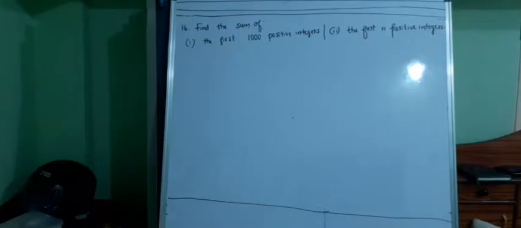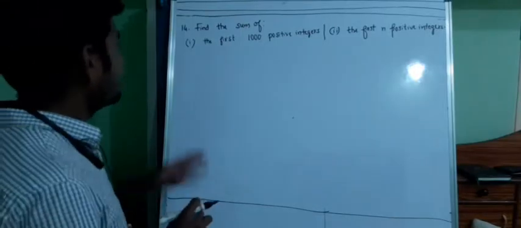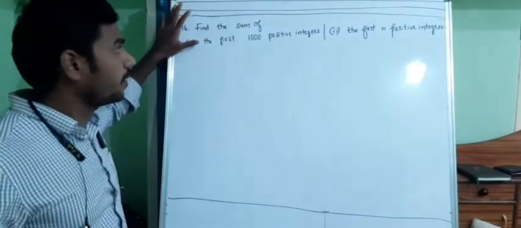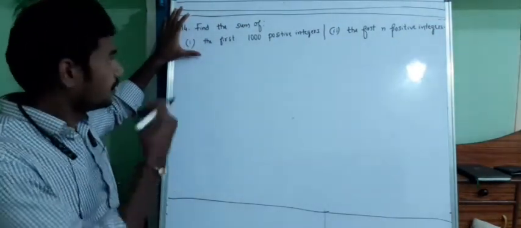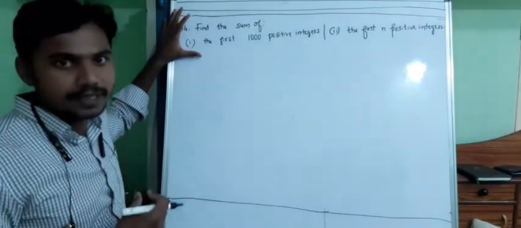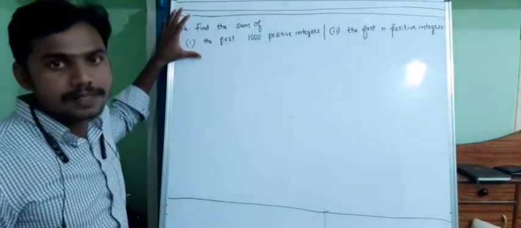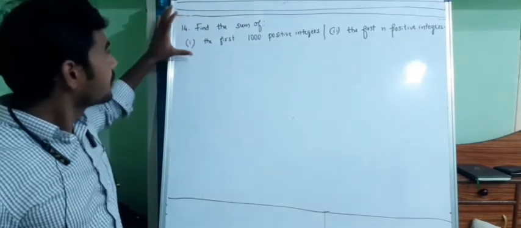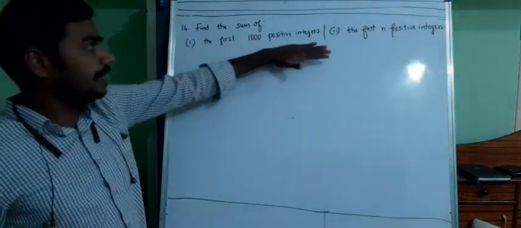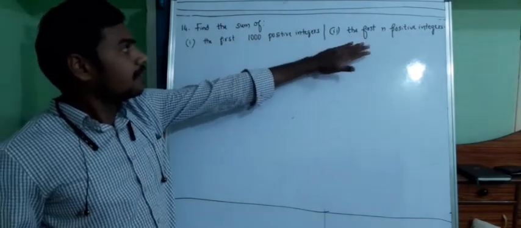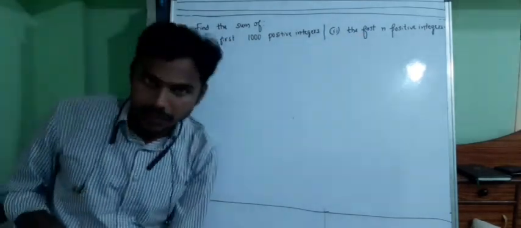Next, 14th question. These are the examples that I am solving for you. Before we go to exercise 5.3, we should know all these examples. Only then will we be able to solve exercise 5.3. So, 14th example: find the sum of the first 1000 positive integers. Second sub question: the first n positive integers.